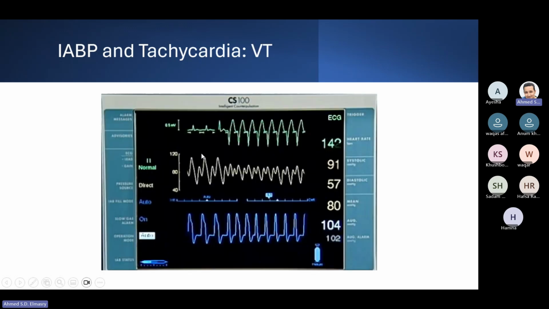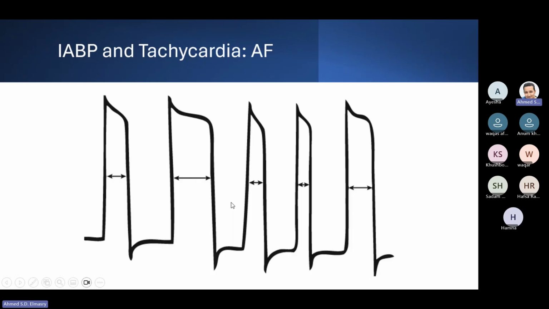And if you have VTAC, so this is a normal sinus rhythm, and suddenly the patient developed VTAC. As you see, the augmentation has been reduced markedly, and the hemodynamics will also be compromised. And as you see, the timing for the intra-aortic balloon inflation will be very short, so the balloon will not work properly.